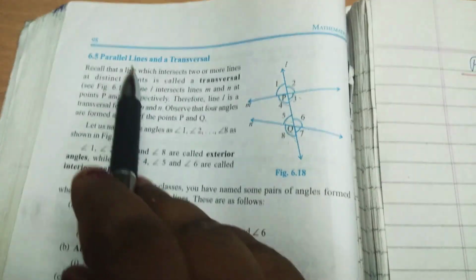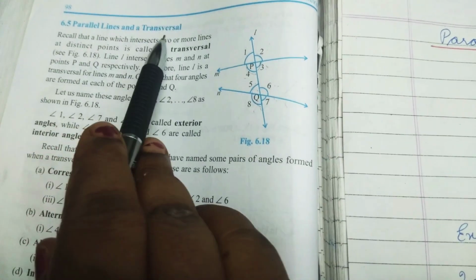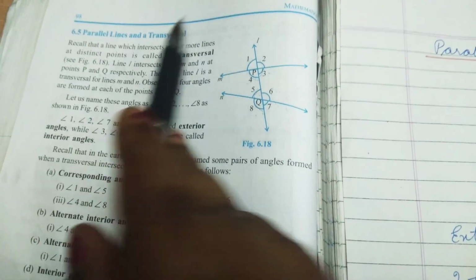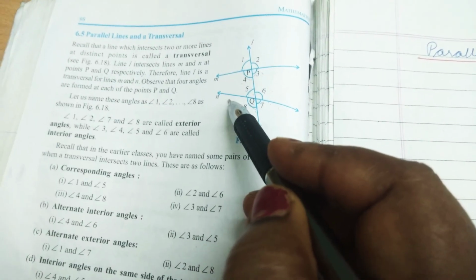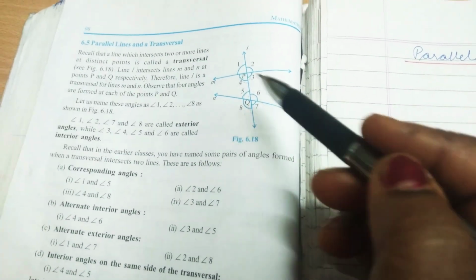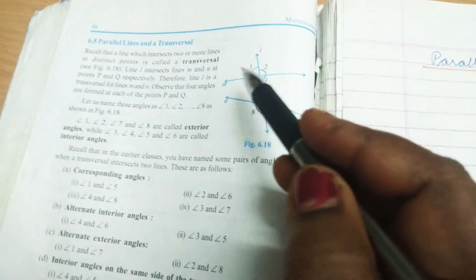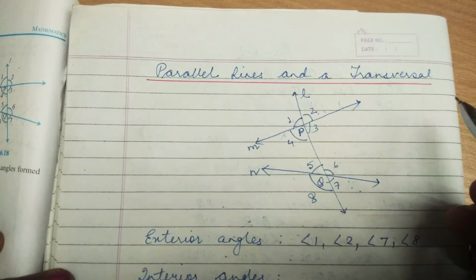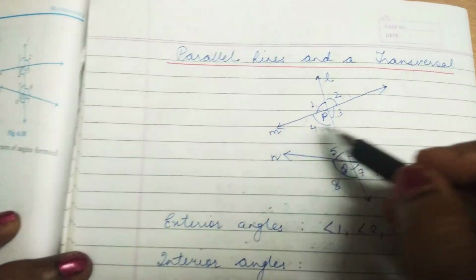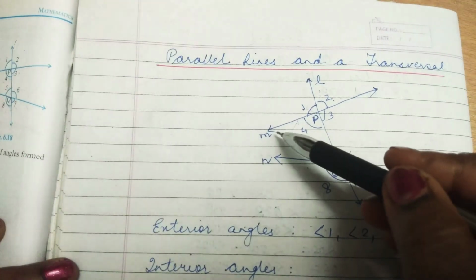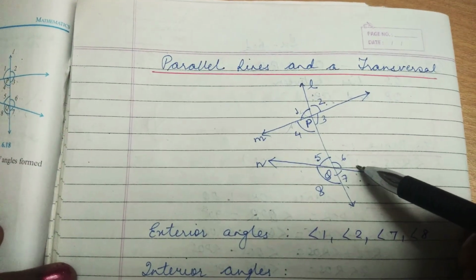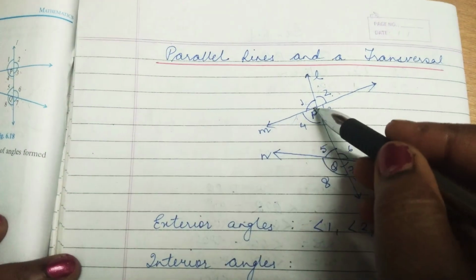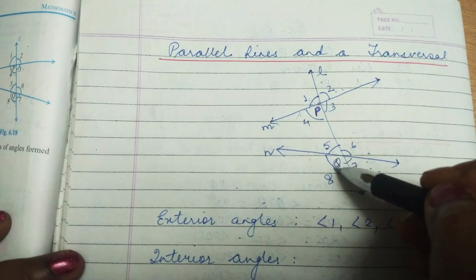Now let us start with another topic, that is parallel lines and a transversal. When we take two or more lines, suppose we are taking two lines M and N cut by another line at two or more distinct points, then that line which is cutting those lines is called a transversal. So let us see this figure once again: L is the transversal of the two lines M and N, which is cutting these lines at two distinct points, that is P and Q.